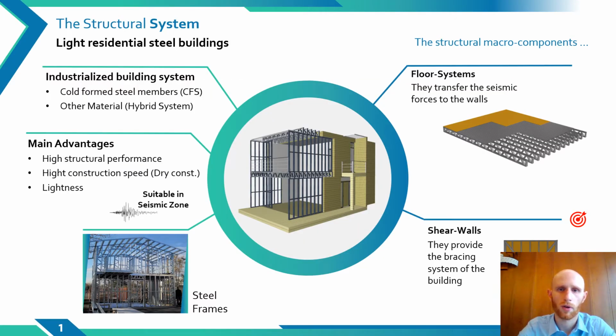We start with a brief introduction about the system we are talking about, which are light residential steel buildings made of conformal steel members. But why this solution, and what are the advantages? This solution has high structural performance given by the high stiffness-to-weight ratio. They can be quickly built because of the modular and dry construction technique. And finally, they are light, which makes these structures suitable in seismic zones.